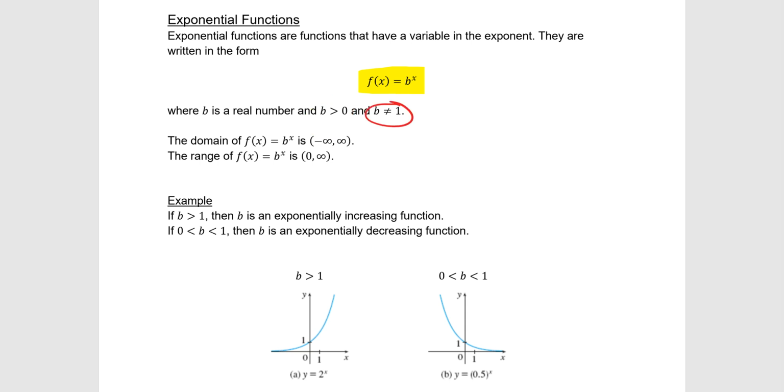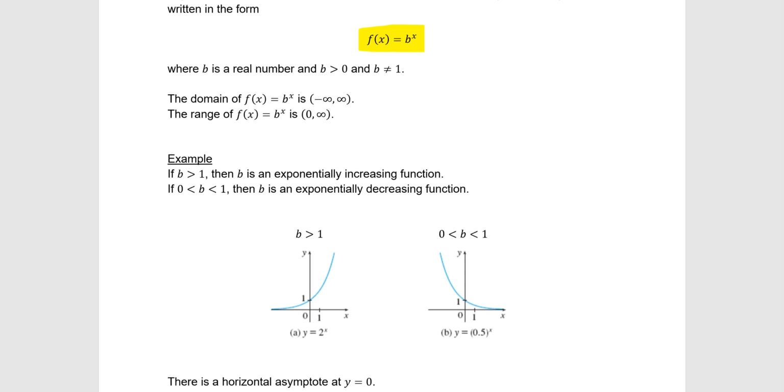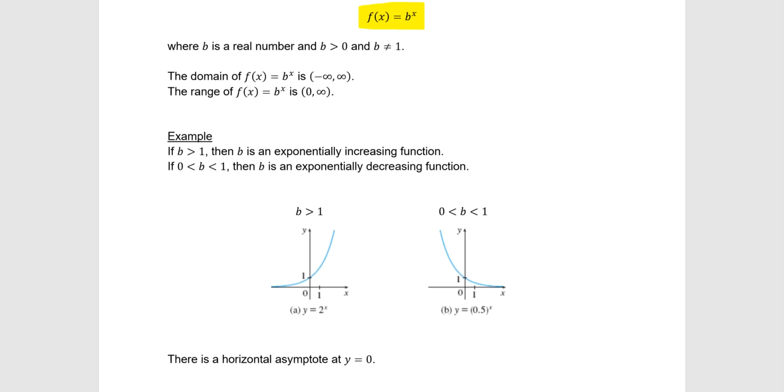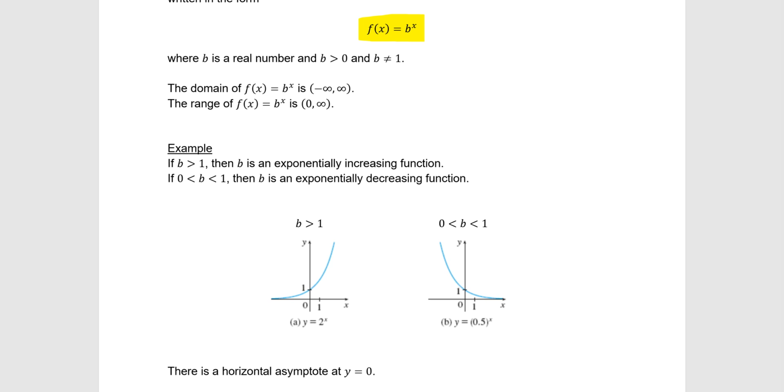If b was equal to 1, if we had 1 to the x, that would always equal 1, right? So that's not exponential, that's a horizontal line. Okay, so there are, well, before I mention that, the domain of an exponential function in the form b to the x with nothing else being done to it is negative infinity to infinity. We can plug in anything for x. The range is 0 to infinity.